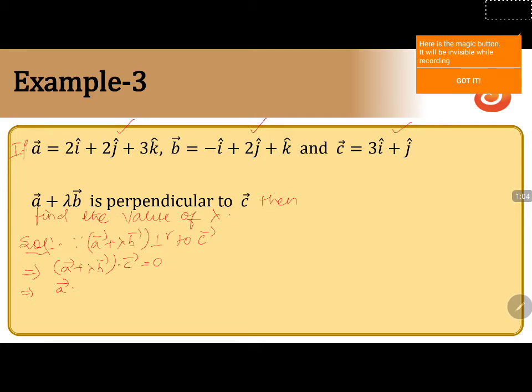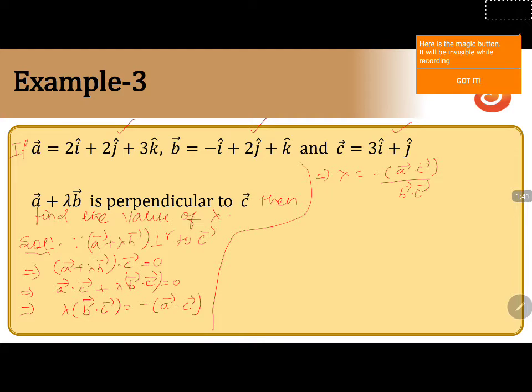Now we'll multiply: A · C + λ(B · C) = 0. Now get A · C to this side. Then we get λ(B · C) = -(A · C). We want the value of λ, so λ is equal to -(A · C)/(B · C).